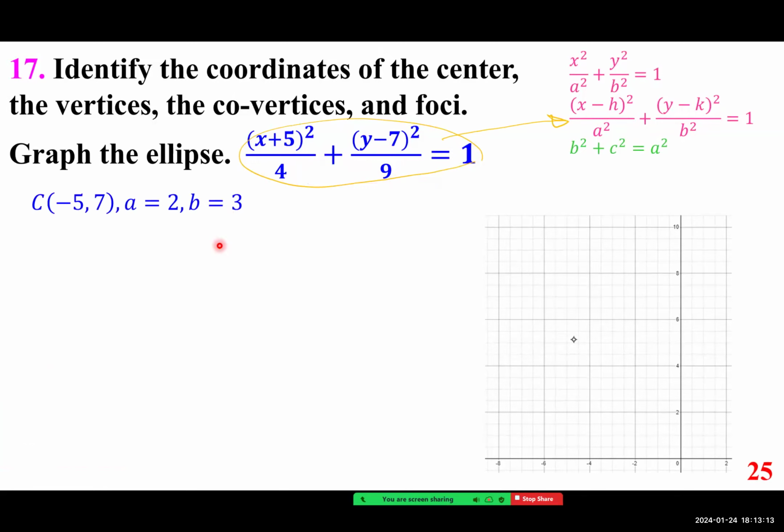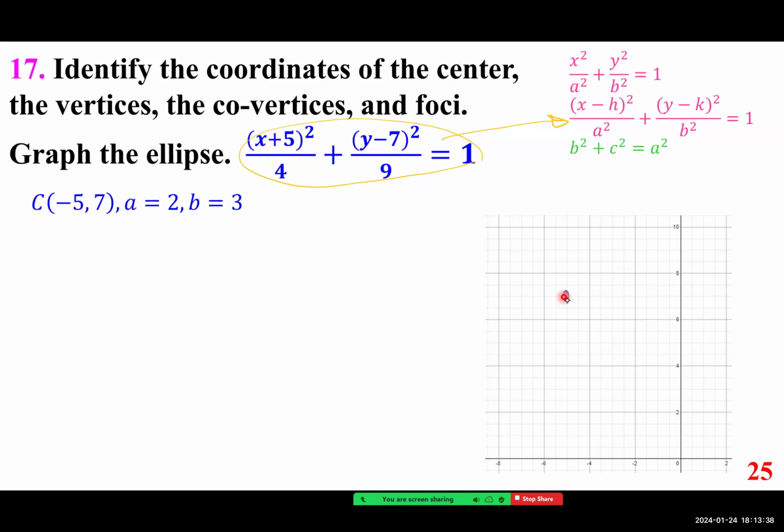So let's plug in the center. The center x is -5. So this is -4, this is -6, -5 is here. And 7, this is 8, this is 6, so 7 is somewhere there. Yeah, so that's the center.